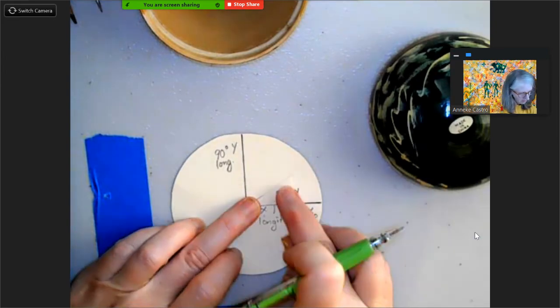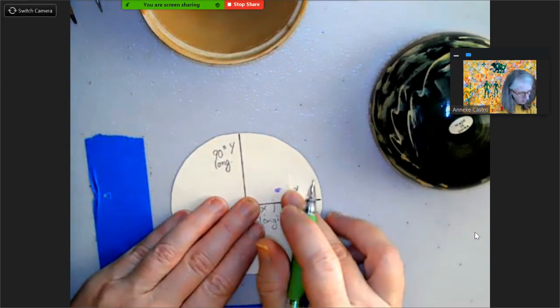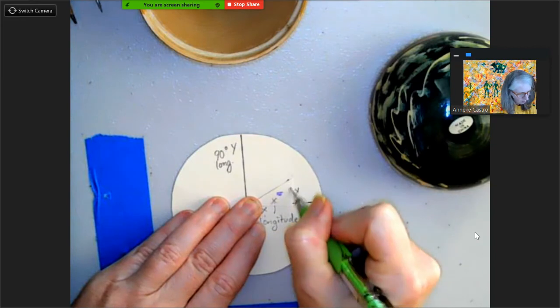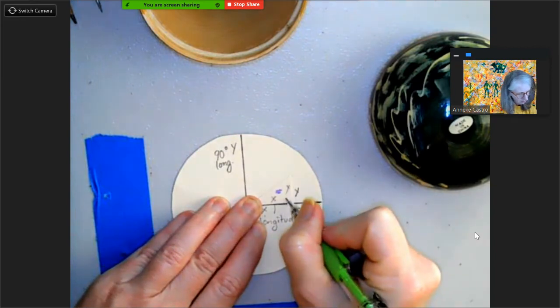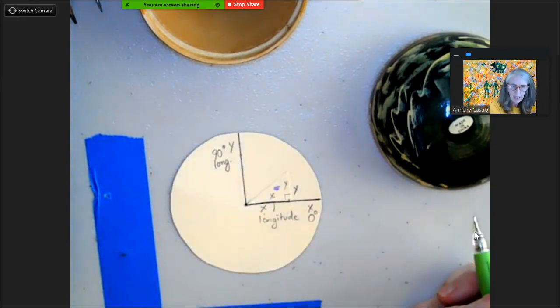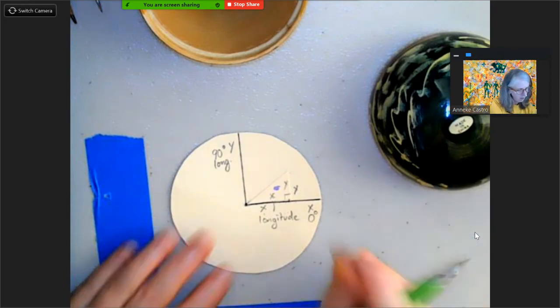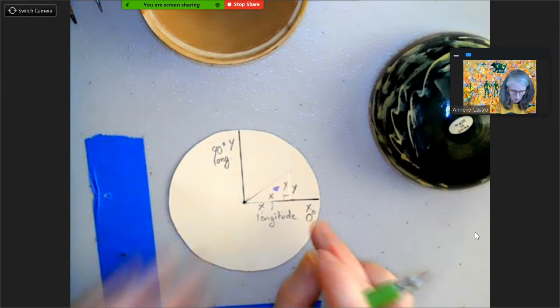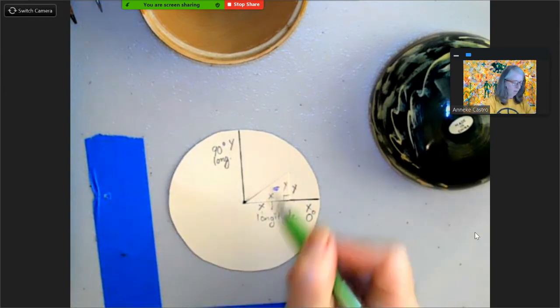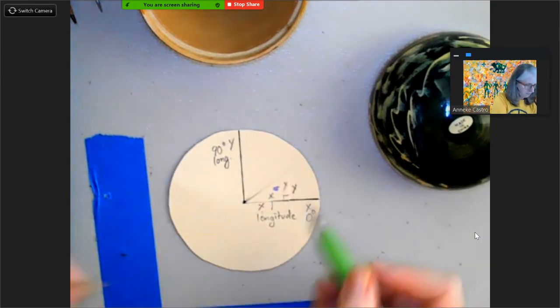So here is this little triangle. Here's my X and here's my Y. And of course, this is a right triangle. So right triangle trig, nothing hard, no hard math going on there. And then what about the other? How about if I want to pop up? How am I going to pop up?